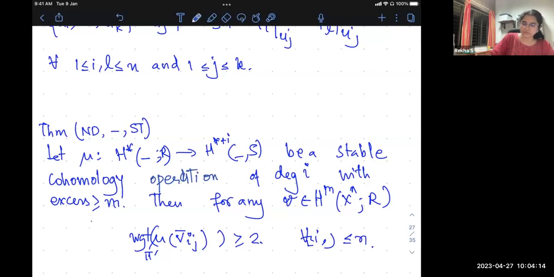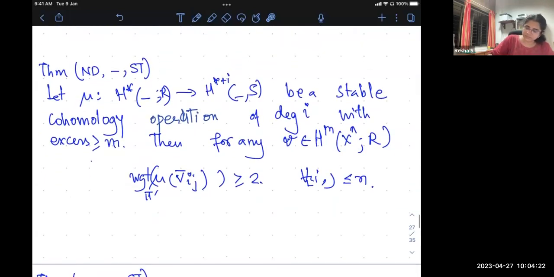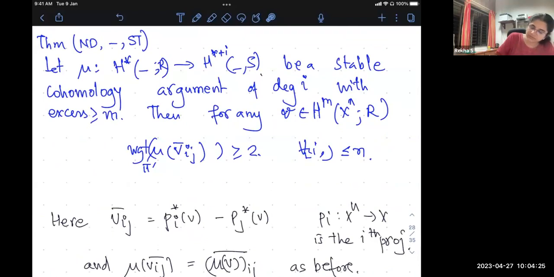of degree i, with x greater than or equal to n, then for any v which is in H^m, if we take this element v bar ij, which I just have written out here, then mu applied to this element will always have weight greater than or equal to 2 with respect to this fibration pi prime, right? And what is this vij? So in this case, it is just projection, the value of p star on v when I take it projected down to the ith projection and subtracted by the jth, where i is not equal to j.